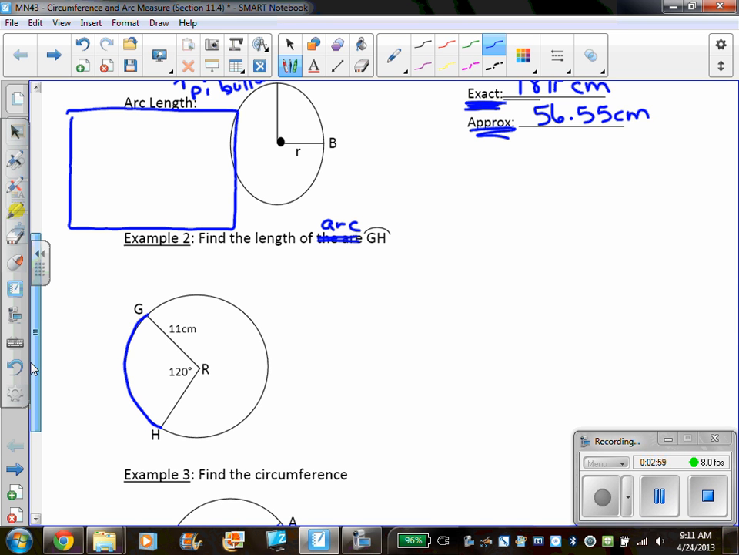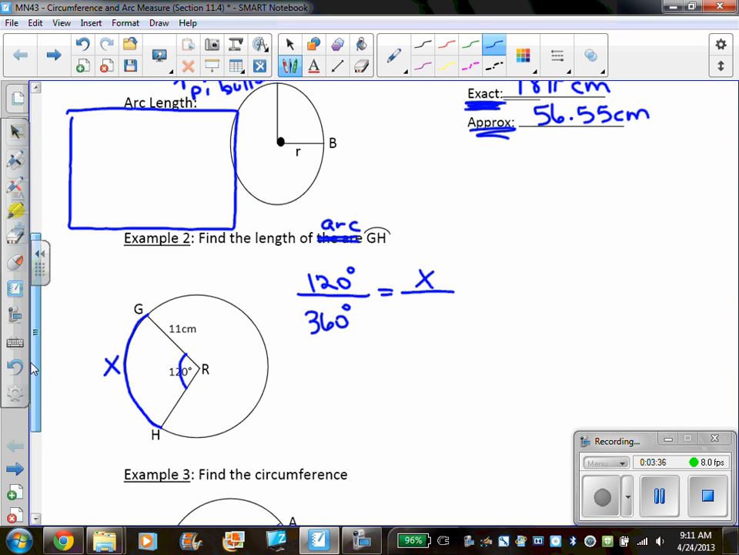The easiest way for me to demonstrate how to do this is by using proportional reasoning. We know this central angle is 120 degrees, which means that arc measure is also 120 degrees. Remember, this is a central angle, not an inscribed angle. So it's 120 degrees over the degrees all the way around a circle, which is 360 degrees. And that will be proportionally related to the length of arc GH, which I'm going to put as x over the circumference all the way around the circle.